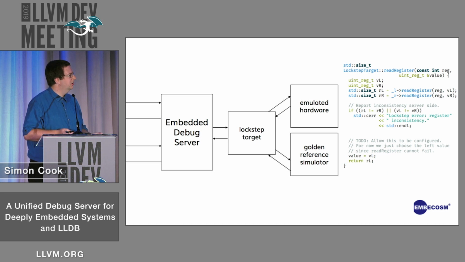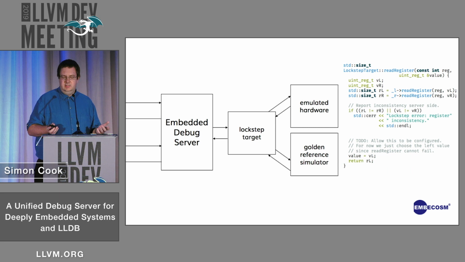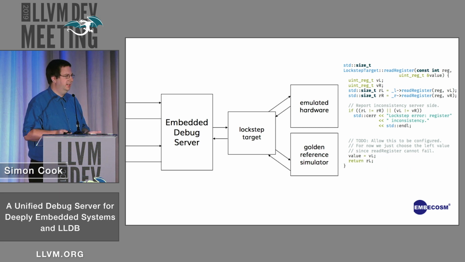And the way that we have modeled this is that if the targets disagree on side effects that have happened, so if one writes one value to a register and the other writes a different value, we treat that as a trap and return control to the user, at which point you can investigate what has gone on.